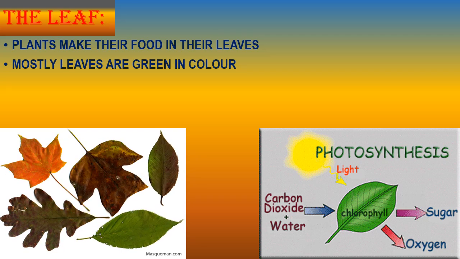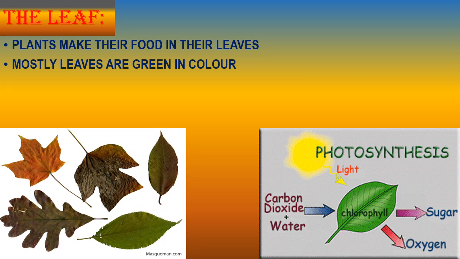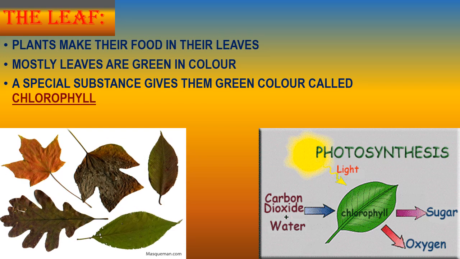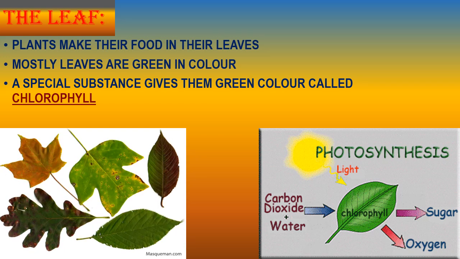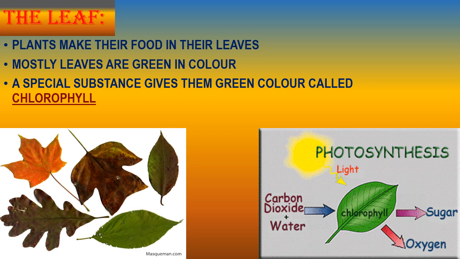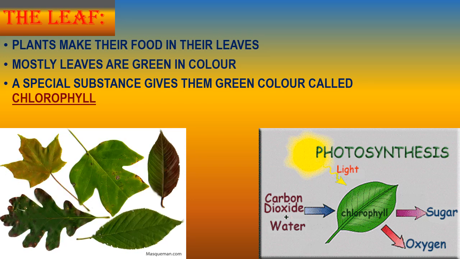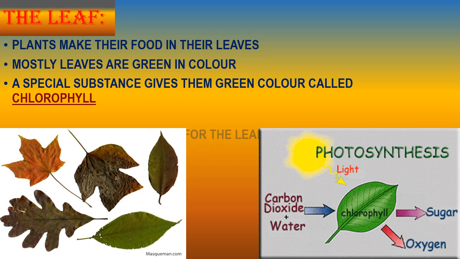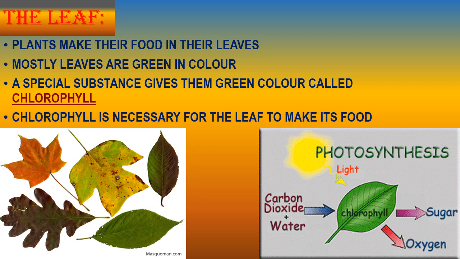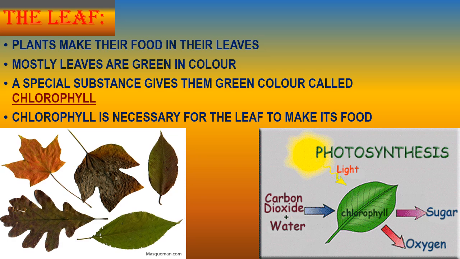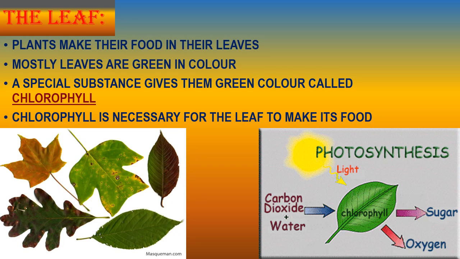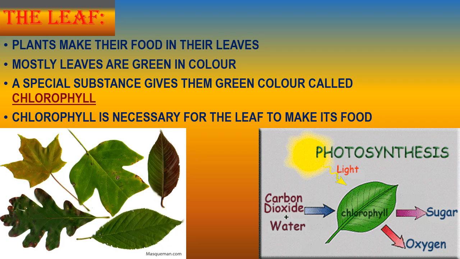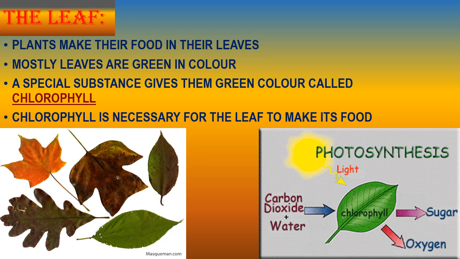Mostly leaves are green in color. Do you know why they are green in color? There is a special substance which gives them green color. This substance is known as chlorophyll. Chlorophyll is a substance or a pigment that gives a leaf a green color. Chlorophyll is necessary for the leaf to make its food. It is helpful in absorbing the light energy from the sun, which is used by plants to make their food.